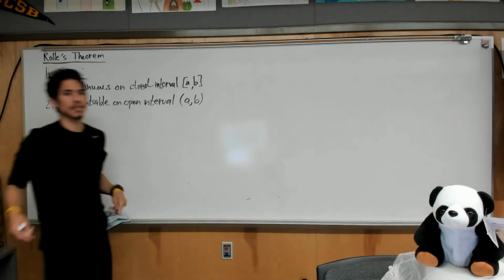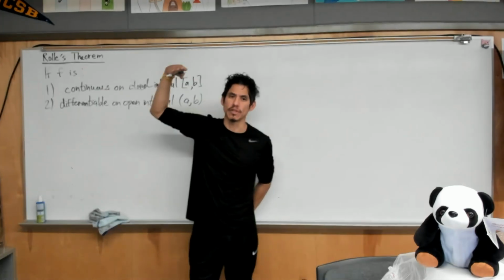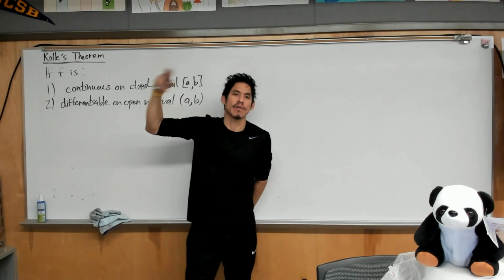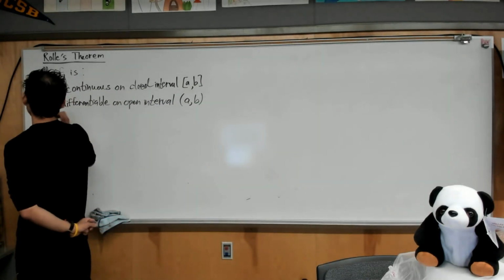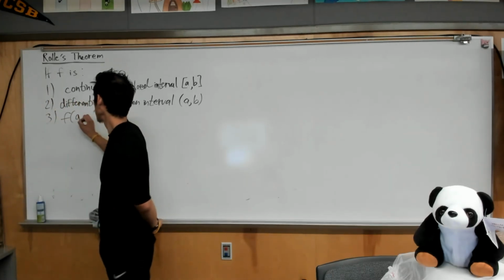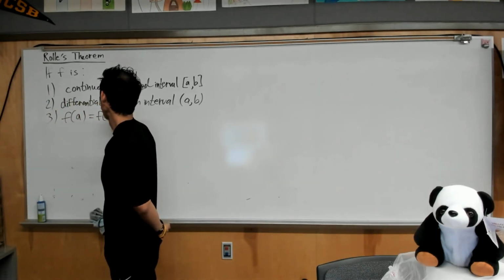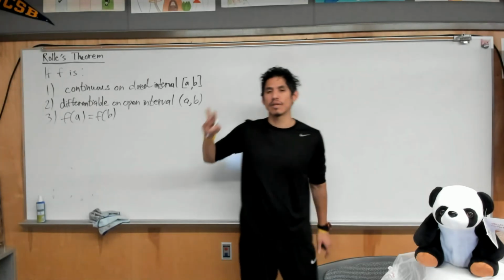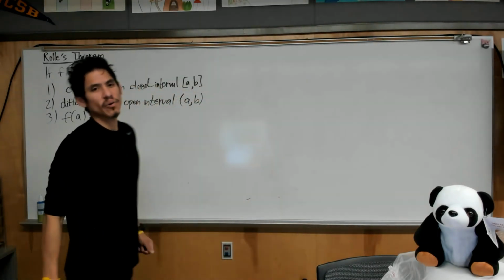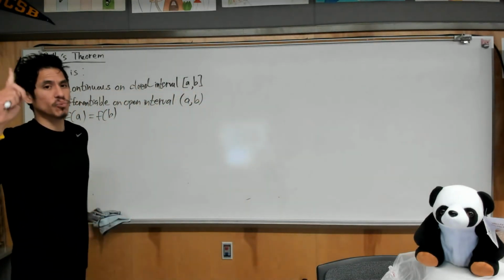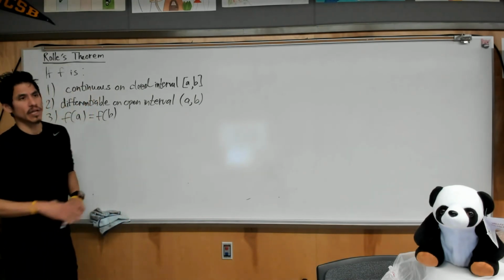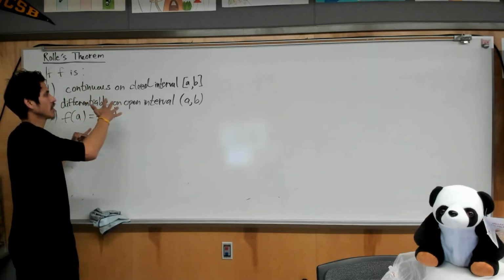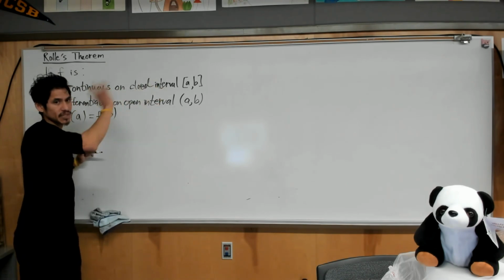The third condition is that the endpoints are equal to each other, so that the y values at A and B are equal. So f of A and f of B equal each other. The third condition: f of A equals f of B. If these three conditions are met, then we can say that there's at least one horizontal tangent line on the interval from A to B, at least one somewhere.